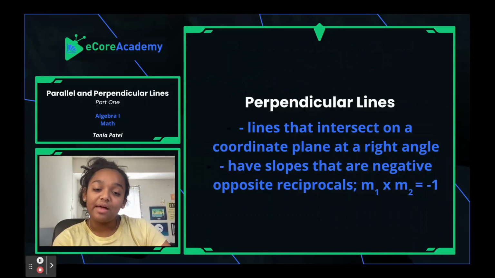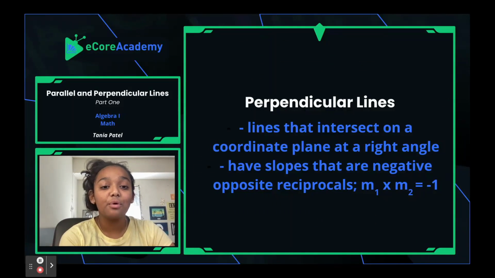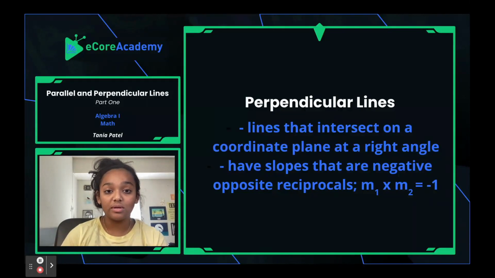Then there is the other type of lines called perpendicular lines. Perpendicular lines are lines that intersect on a coordinate plane at a right angle. They have slopes that are negative opposite reciprocals, and what that essentially means is that when there are two lines that intersect with one another, and those two lines are perpendicular, each of those lines has its own linear equation, and obviously the linear equation has an m value of that line. When both of those m values are multiplied to one another, the product would be -1.